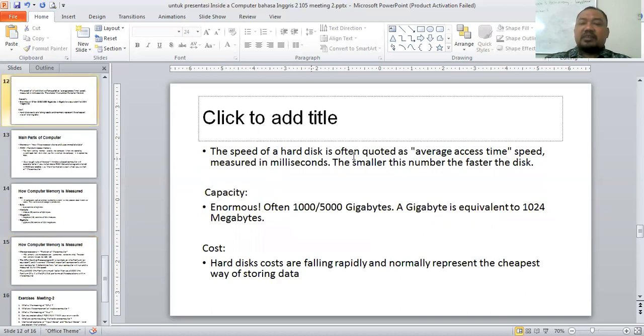The speed of a hard disk is often quoted as average access time. Speed is measured in milliseconds. The smaller the number, the faster the disk. Capacity is enormous, often 1000 to 5000 gigabyte. A gigabyte is equivalent to 1024 megabyte. Cost, hard disk costs are falling and normally represent the cheapest way of storing data.